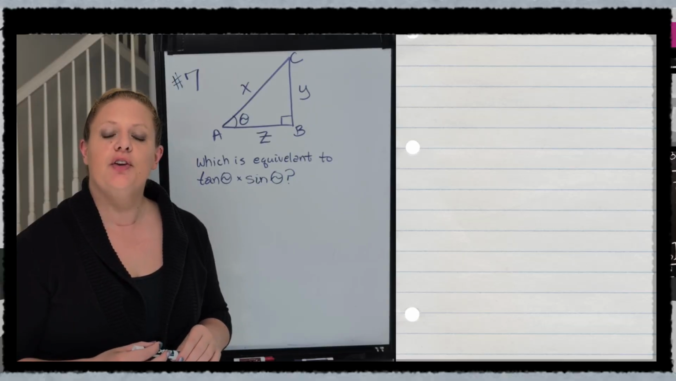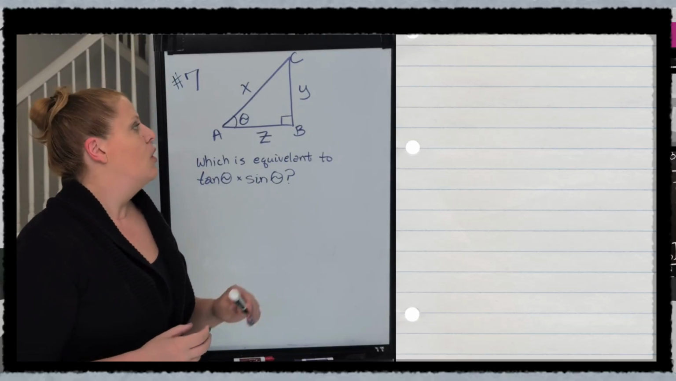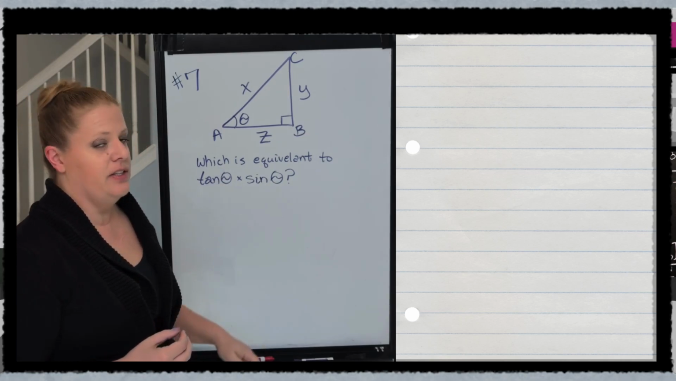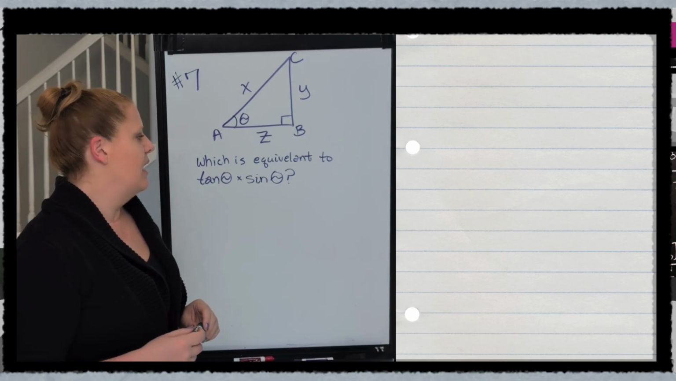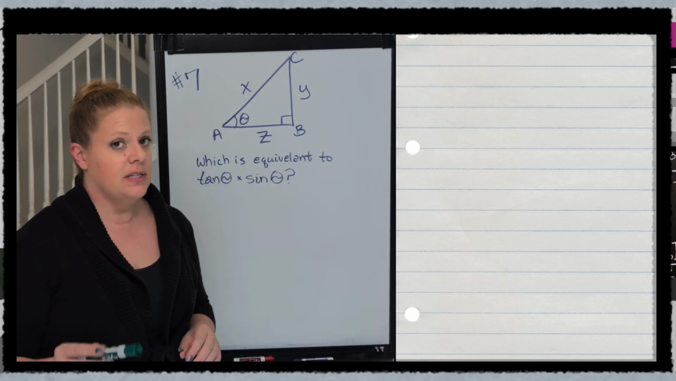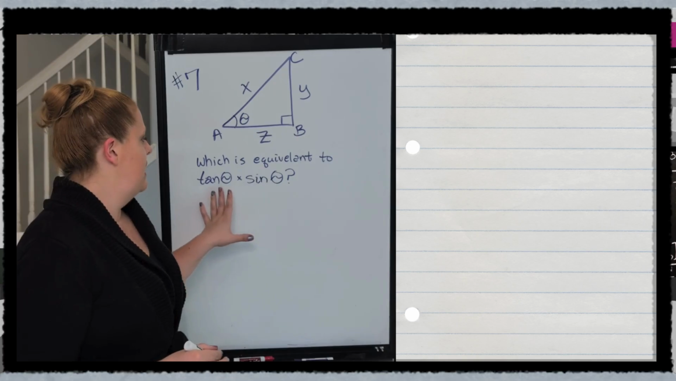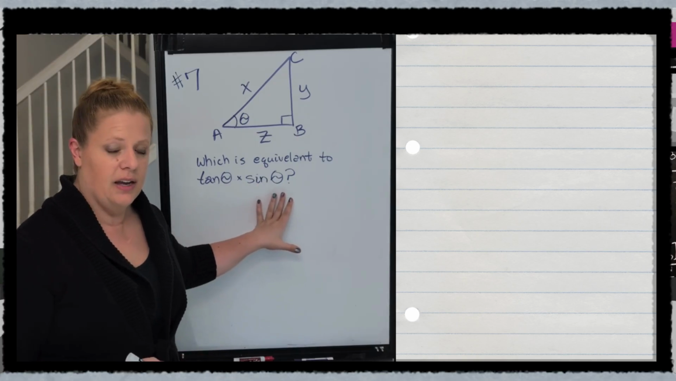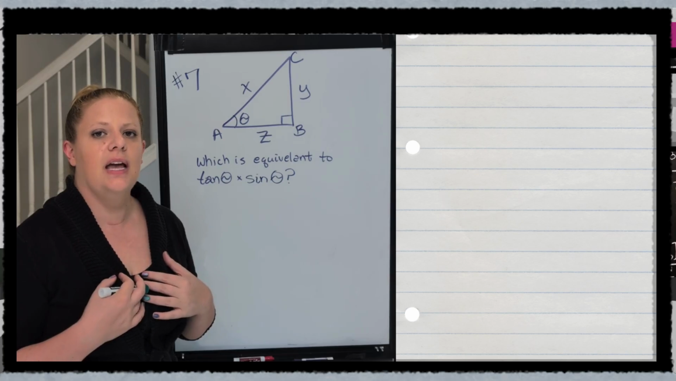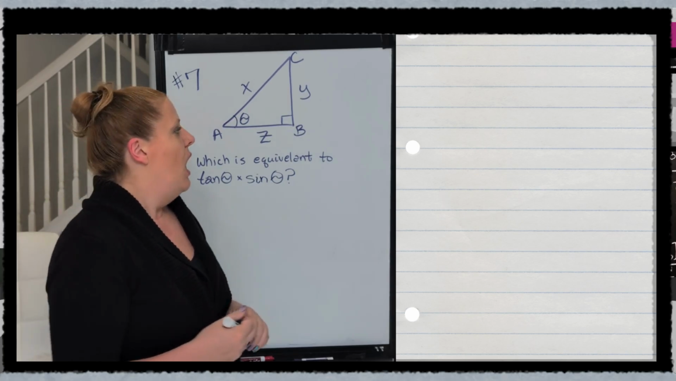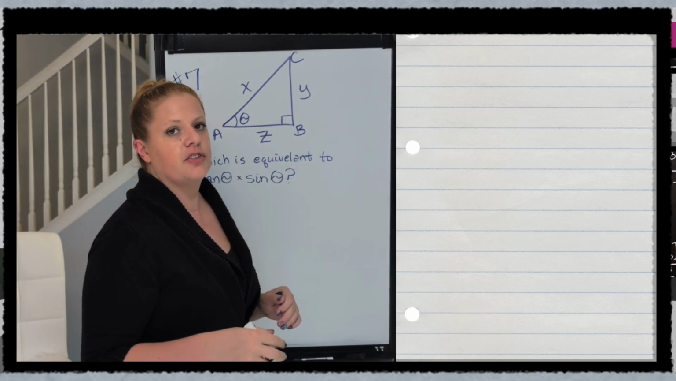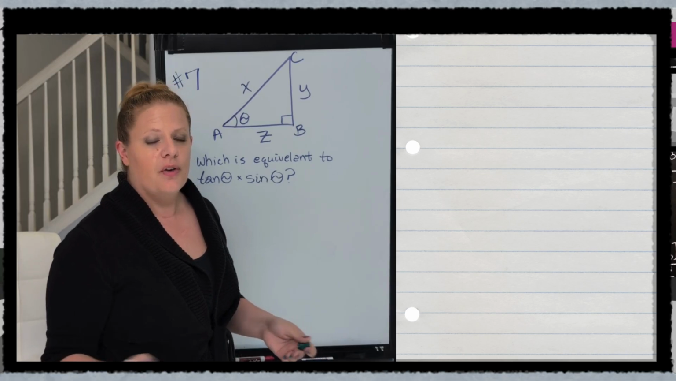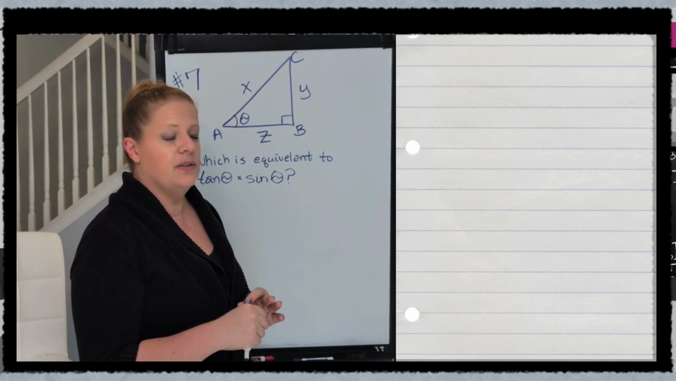Number 7, given the right triangle, which of the answer choices is equivalent to tan theta times sine theta? Now yours is different. Yours is tangent of theta times cosine of theta. I'm using sine because I like to mix it up. So we are going to look up here. Remember, theta is just a Greek letter. You can think of it as an X if you need to.